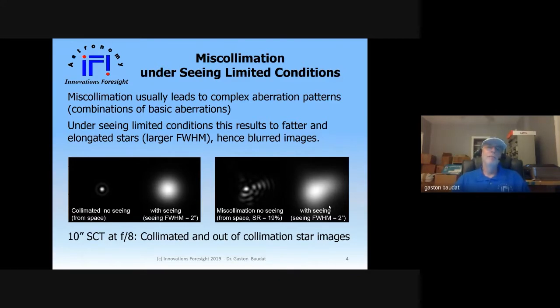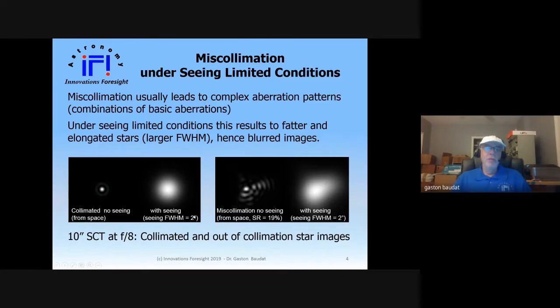If you go for a diffraction limited scope, that's great, but that's in the lab. In actual life, on the sky, it may not make much of any difference as long as the aberrations are under control. And we'll see a little bit what that means. So under seeing limited conditions, what you can see on the left side is a perfectly collimated scope. This would be a 10-inch SCT at f/8, collimated. And you see what the Airy disk should look like. You have the central peak and the first ring. The other rings are too dim to be seen.